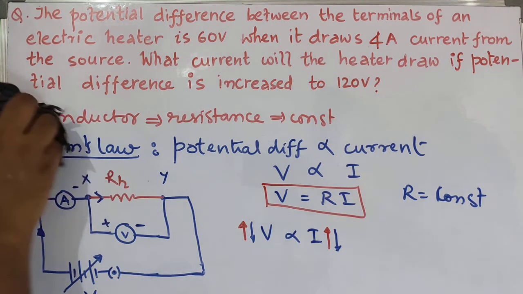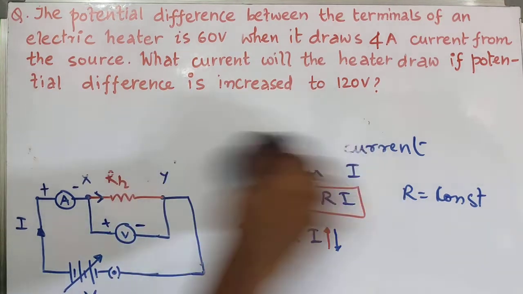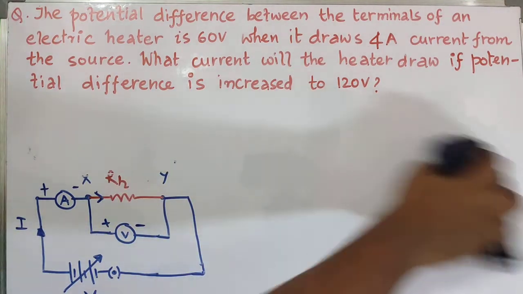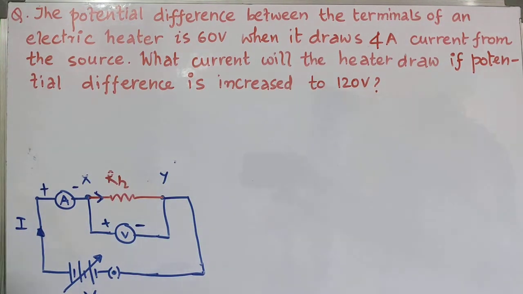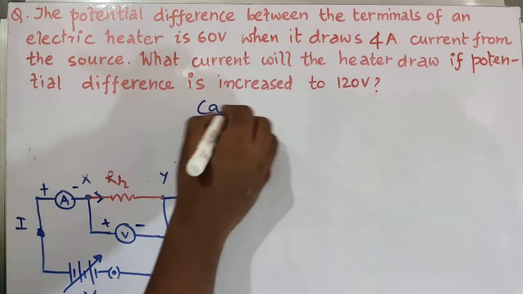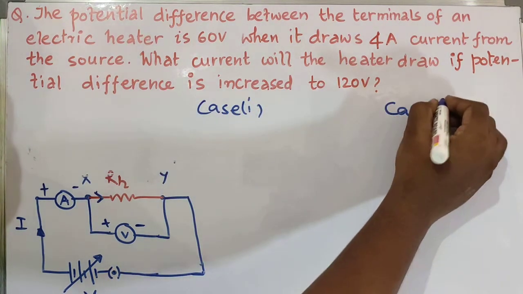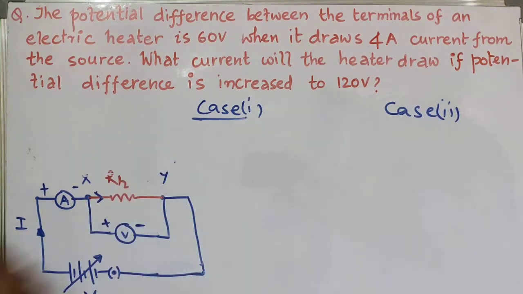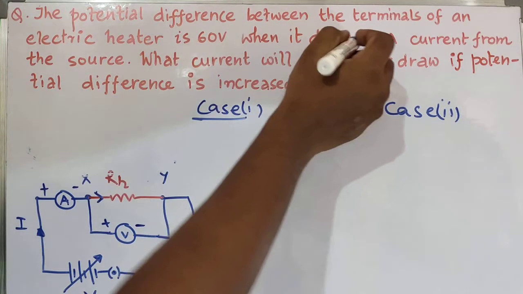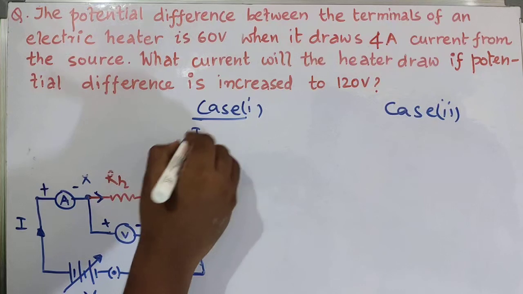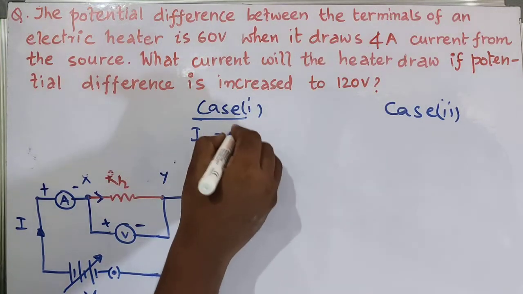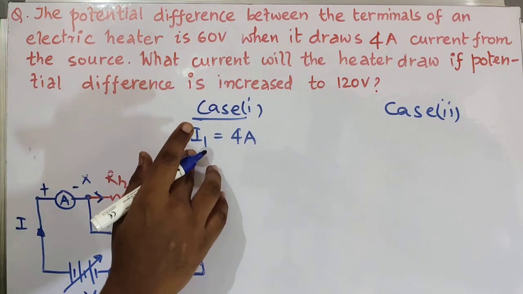Now let's try to solve the question and see whether this condition is perfectly satisfied or not. So what is given in the question? Let me take it as two cases, case 1 and case 2. In case 1, what is the current flowing through the circuit? The current flowing through the circuit is 4 amps. Since it's case 1, I'm taking it as I1.